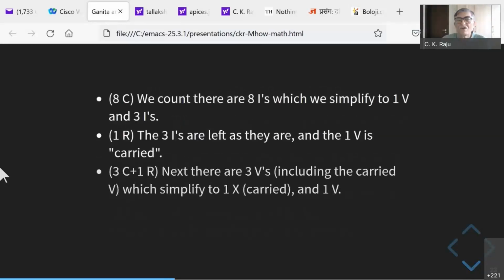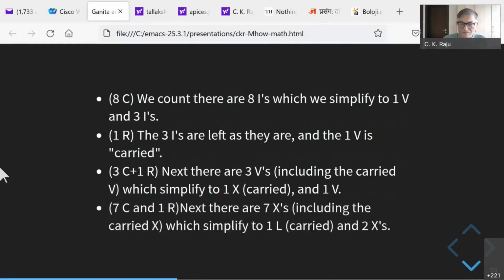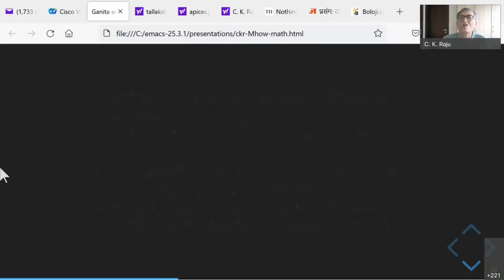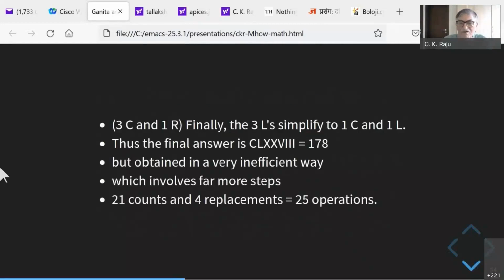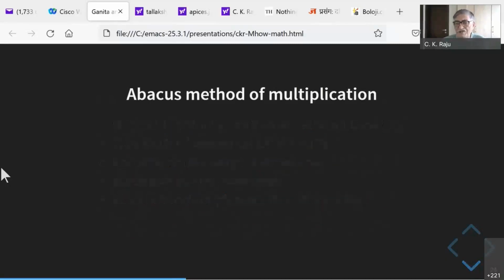So you count 8 times, there are 8 ones, then simplify it and then replace 5 ones with 1 5 and so on and so forth. You continue in this fashion. So this takes a very long time. Okay, I'll give you the answer because there is no time to really go through it in full detail. It takes 25 operations. 25 operations just to do a simple addition.